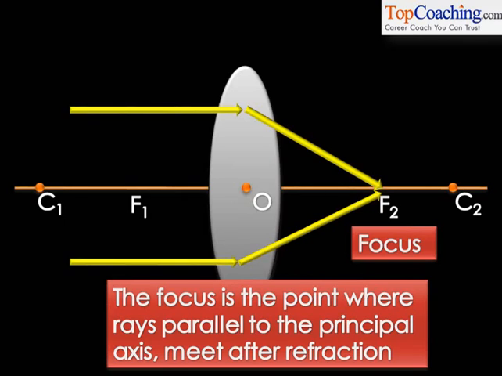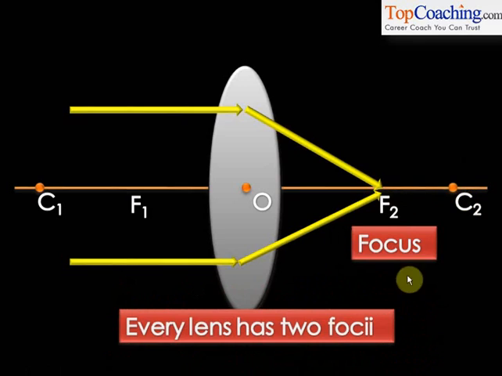So you can generally consider the length OC1 to be 2 times the distance of the focus from the optical center. Understood? So if the distance of F2 from O is OF2, then the distance of C2 from O is 2 times OF2. Understood? The focal length is the distance of the optical center from each focus. Generally, the focal length is represented by the symbol small f. Every lens, as I said, has two foci.